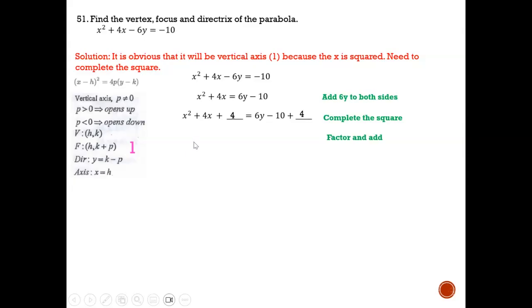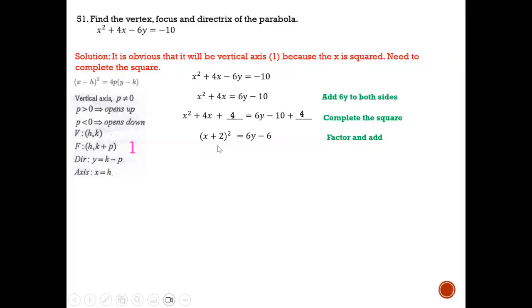Again, what's going to go here? It's going to be parentheses, only 1x plus what's half of 4? It's going to be 2. So it's going to be x plus 2 squared, which is equivalent to x squared plus 4x plus 4. On the right side, -10 plus 4 will give us -6.